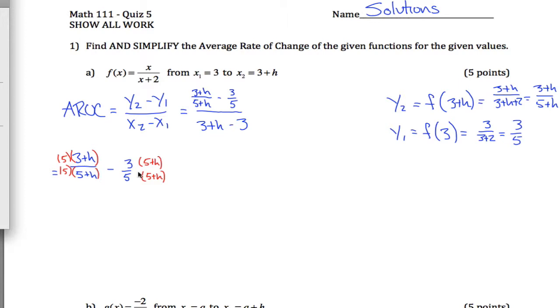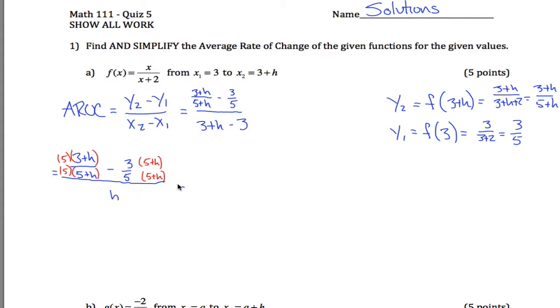And what that will do is give me a common denominator up here in the numerator of this big fraction. And the denominator of the big fraction, 3 plus h minus 3, that's just h. So what I get is 5 times 3 is 15. 5 times h is 5h. And then over on this side I have minus 3 times 5 plus h. So minus 15 minus 3h. And that's divided by 5 times 5 plus h.